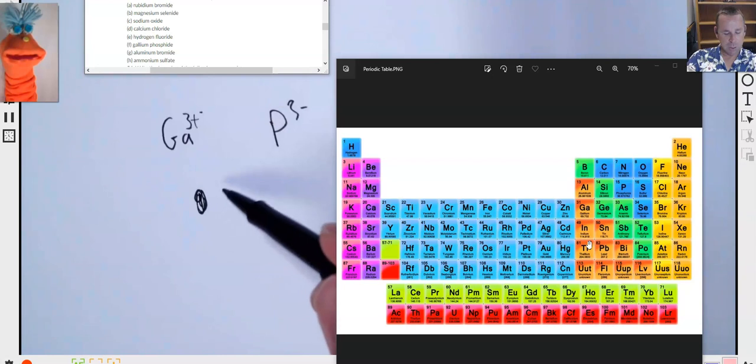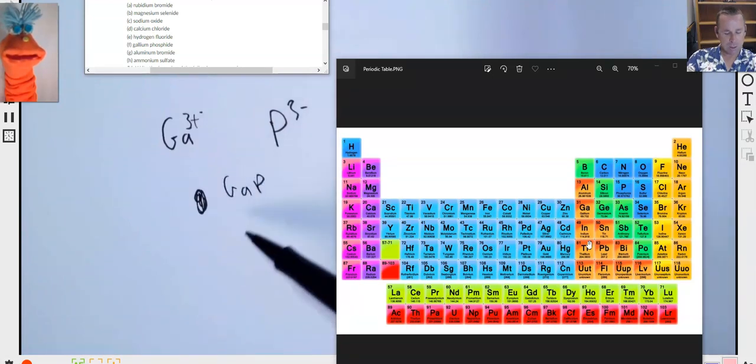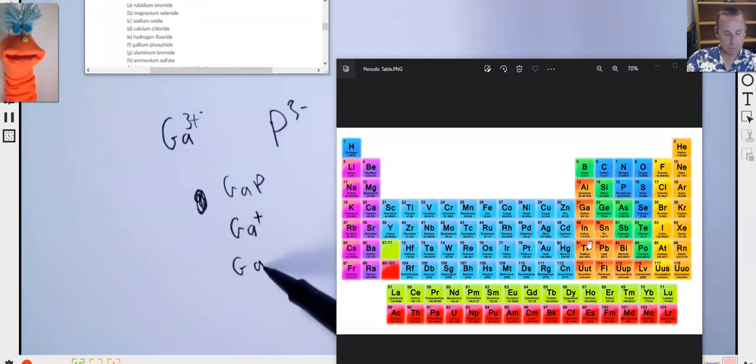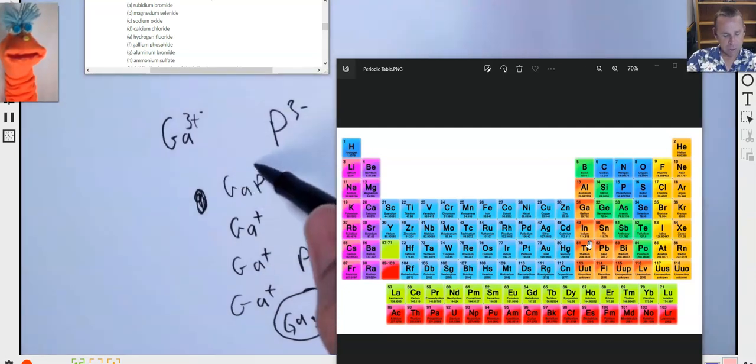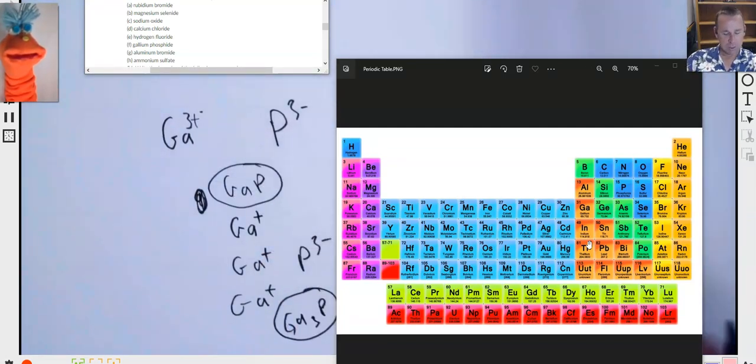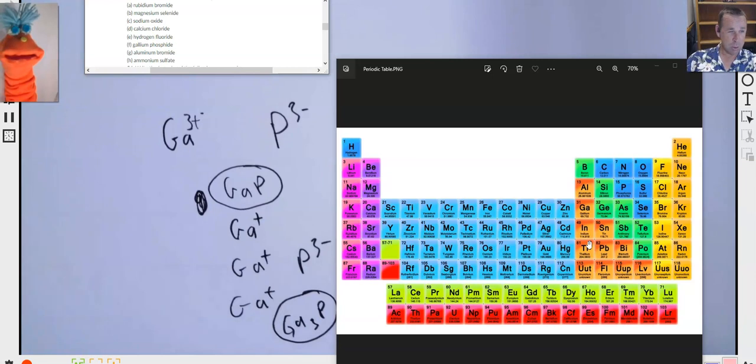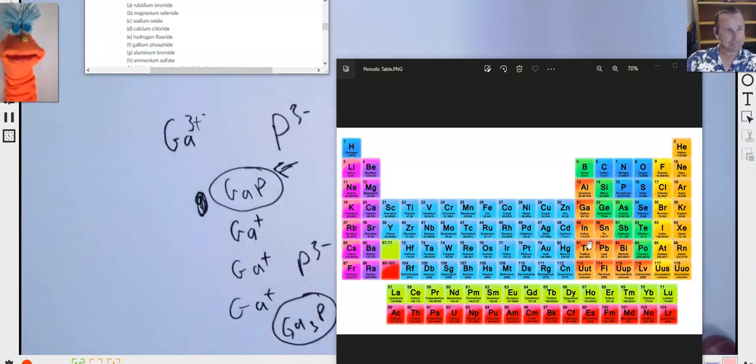If it's gallium 3 phosphide, then it's GaP. If it's gallium 1 phosphide, it's going to be a +1, and I'm going to need 3 of those for every phosphide. So then it's going to be Ga3P. Okay? So gallium phosphide, this is gallium 1 phosphide, this is gallium 3 phosphide. And it doesn't indicate which one you're talking about there. So I think that this is what they're referring to.